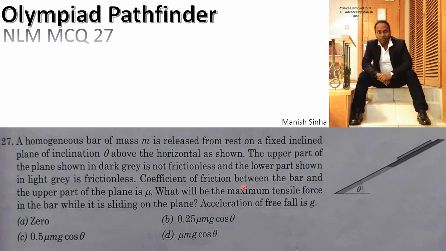So coefficient of friction between the bar and the upper part of the plane is given as mu. The coefficient of friction for this surface and the bar is given as mu. What will be the maximum tensile force in the bar while it is sliding on the plane? Acceleration of free fall is g. 4 options are given and we have to calculate and see which options are correct. So let us discuss this question and situation.